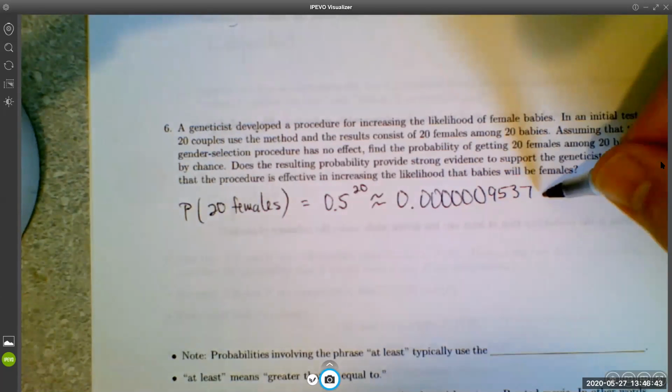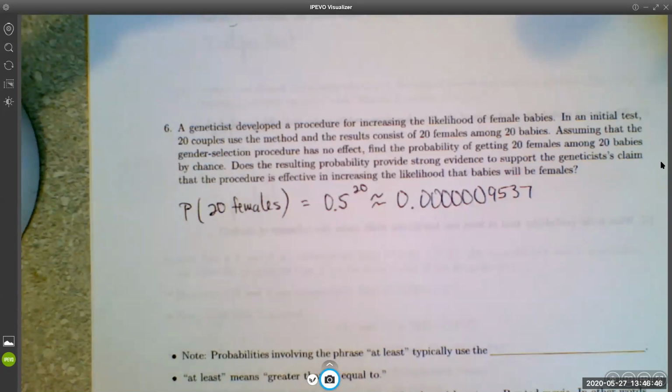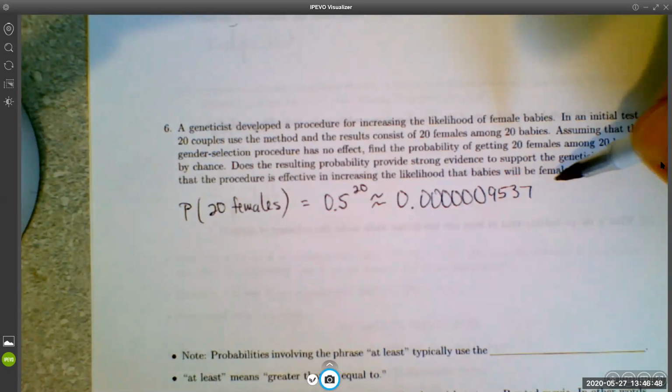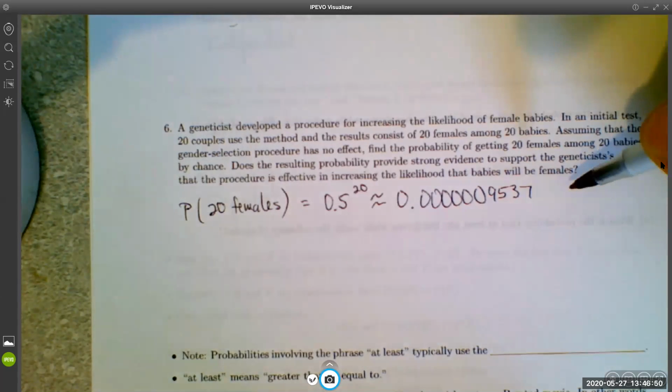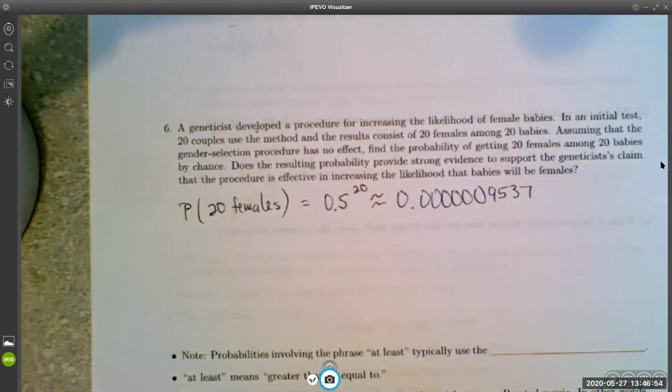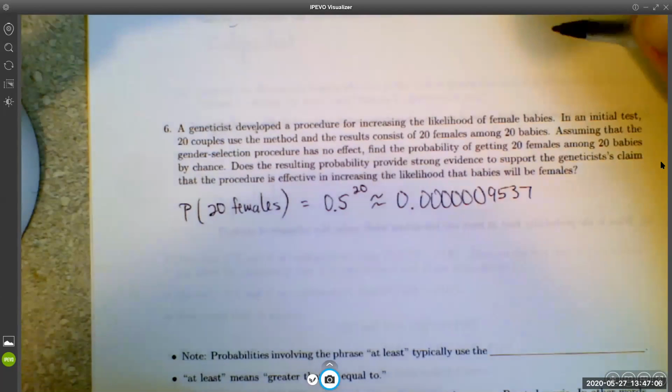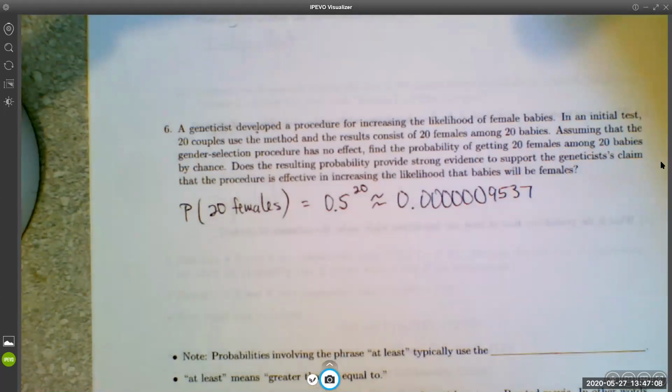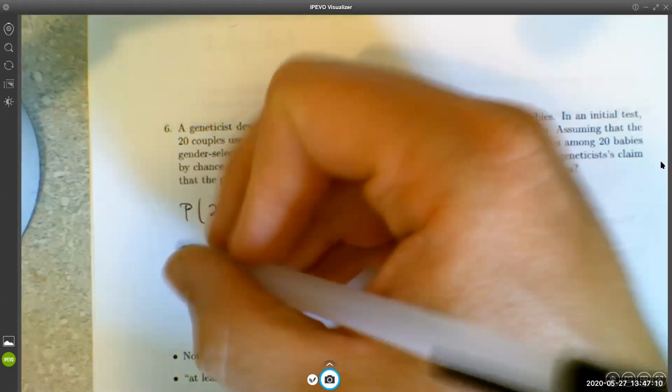That's really small. That's very, very unlikely to happen by chance. And yet, it did happen here. So what does that tell us? That tells us that the procedure is most likely the cause of the 20 females among the 20 pregnancies, right? So most likely the procedure is effective. So does the resulting probability provide strong evidence to support the geneticist's claim? So yes.